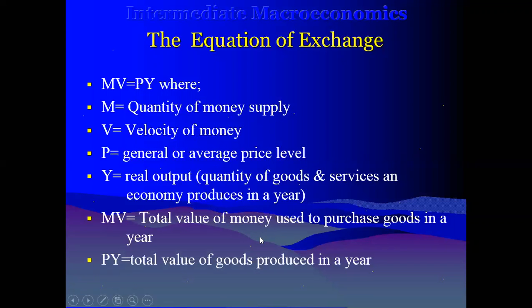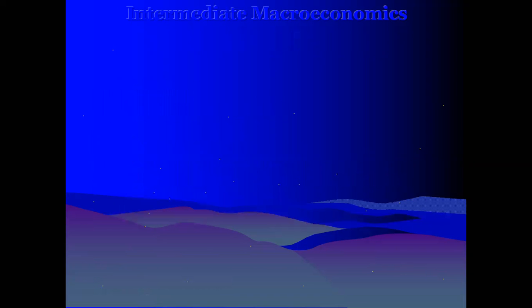And then PY is the total value of what? Of goods produced in a year, which means that this is a truism. It's supposed to be true that the total value of money that we spend should be the same as the value of the goods that have been produced. So this is a truism that MV is supposed to be equal to PY. It should always hold. Expenditure should always be equal to the total value of goods and services produced in that year. Okay, good. So that is that.